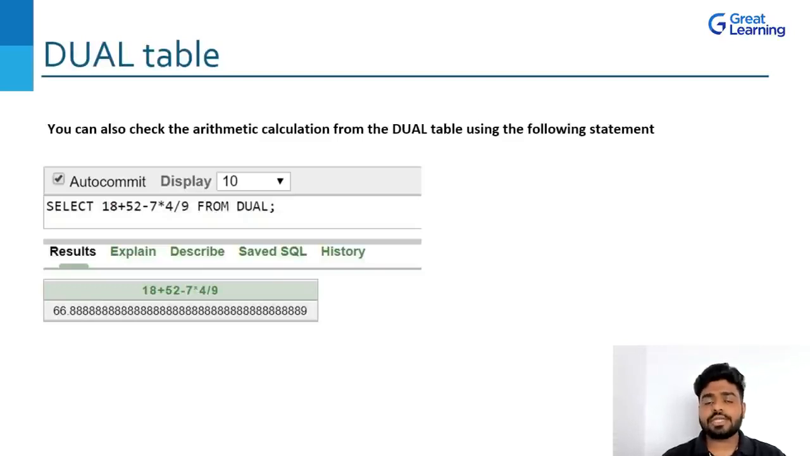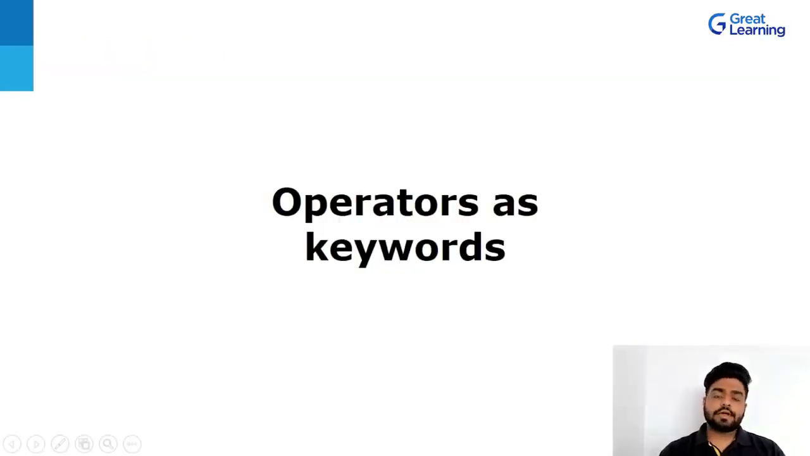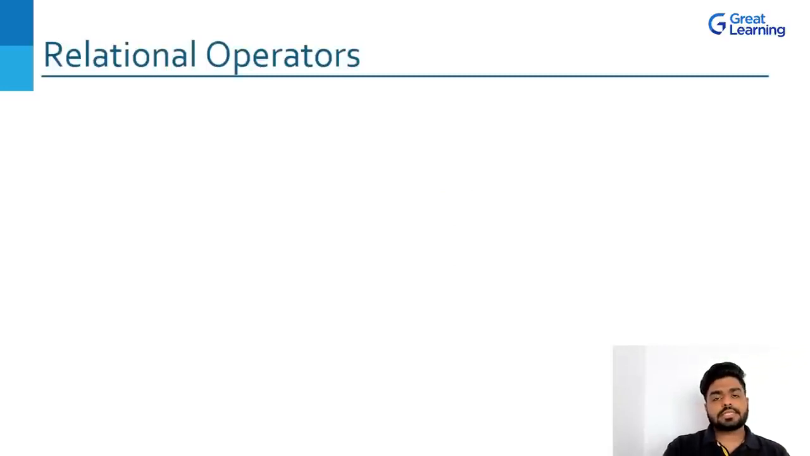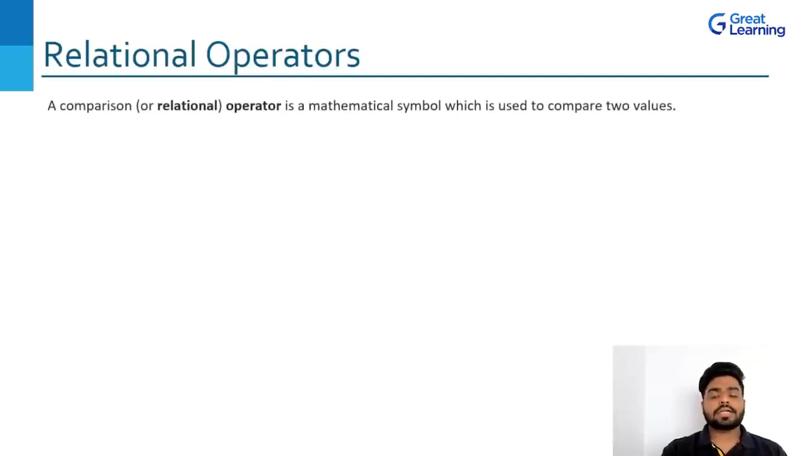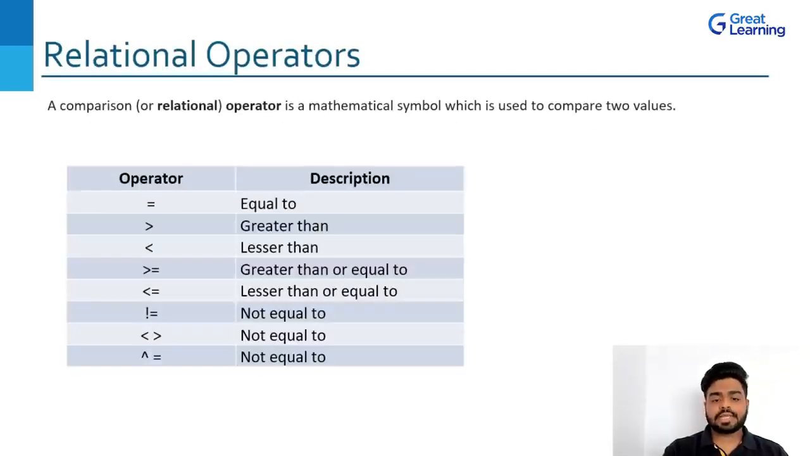Now we will jump to a new topic and let's understand what all things are there in that topic. So now we are in our next topic, which is operators as keywords. In this topic we are going to understand the different operators which we can use, and also the operators which act as keywords in the Oracle database. First of all, we are going to understand the relational operators, which we already know, like less than, greater than, equal to. Those are nothing but our relational operators.